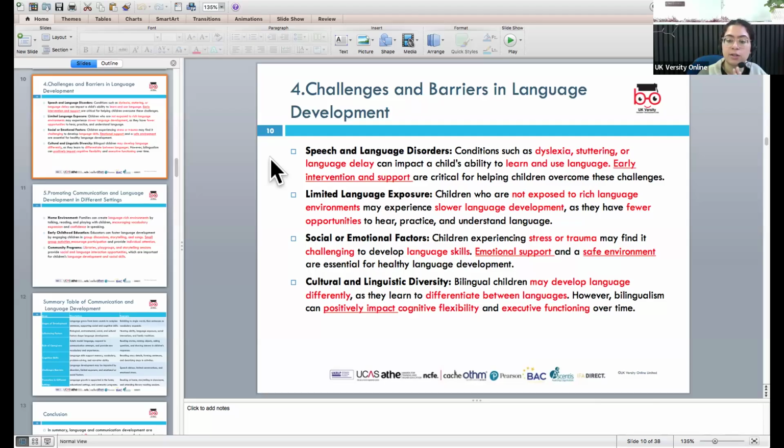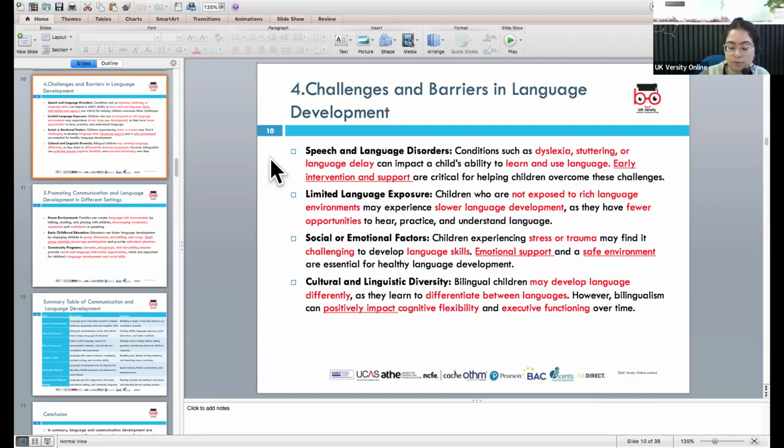Early intervention and support are critical for helping children overcome these challenges. Because if they are intervened early on, prevention is better than cure. They wouldn't have to live with it, or become used to or habitualized to something like this. We can intervene early and provide them support. If we can provide them support early on, it can actually help them overcome these challenges that they face during their age. Then, limited language exposure. Children who are not exposed to rich language environments may experience slower language development because they have fewer opportunities to hear, practice, and understand language.